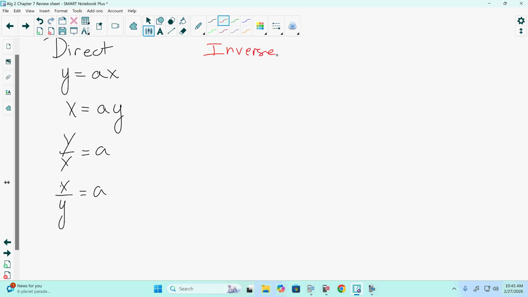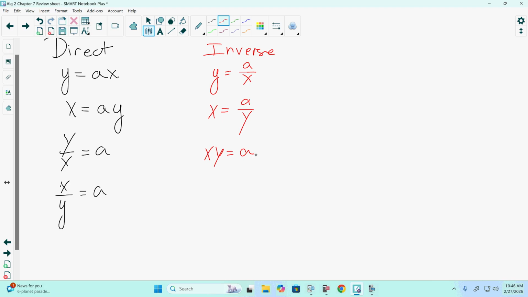Inverse variation, y is equal to a divided by x. Or really, we can say x is equal to a divided by y. Or if we get them on the same side, we get x times y is equal to a. So if we get it in one of these forms, it's going to be inverse, where a is just a number and our x and y are our variables.